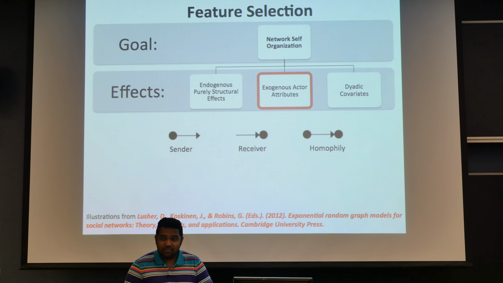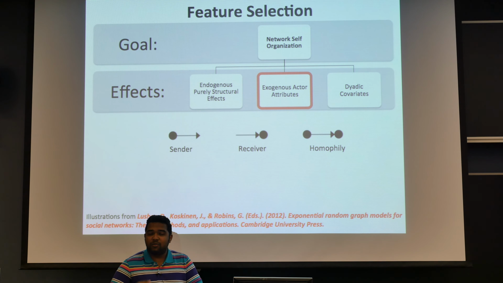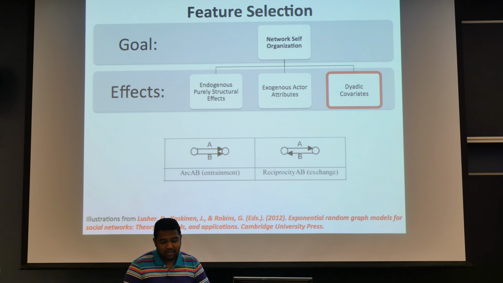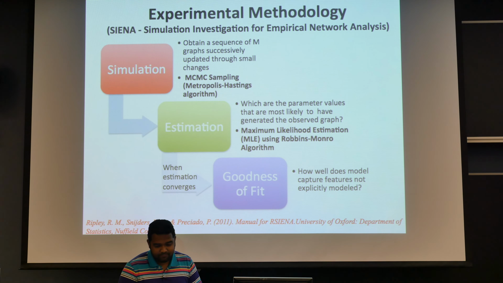The sender effect asks: do people who have the same attributes send more friendship connections to others? The homophily effect asks: is there a tendency for people with similar attributes to be connected to each other? And finally, for the dyadic covariates, we include the entrainment and exchange effects.